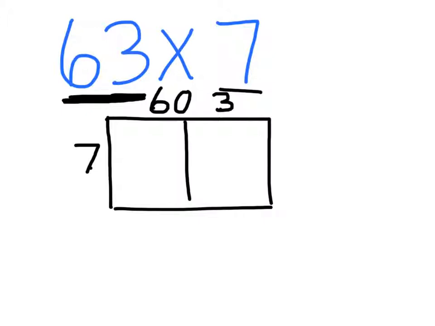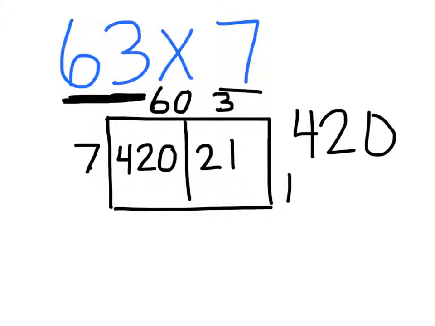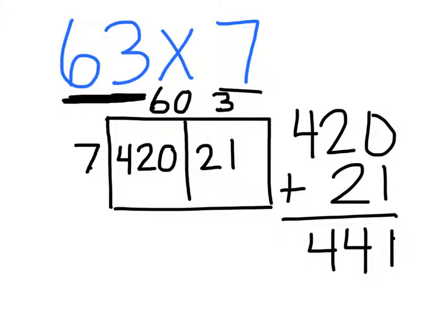Next thing you're going to do is some simple multiplication. 7 times 6 is 42. Don't forget to add your 0 though, because 7 times 60 does not equal 42. Alright, so make sure you bring that 0 down. 7 times 3 is 21. After this, you are going to add 420 plus 21, making your final answer 441. So 63 times 7 equals 441.